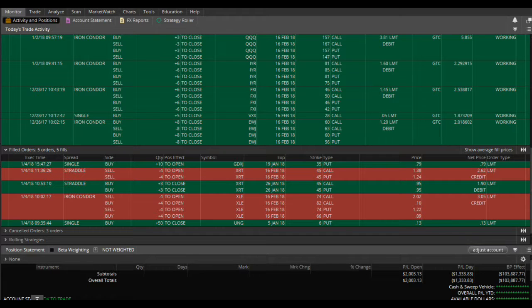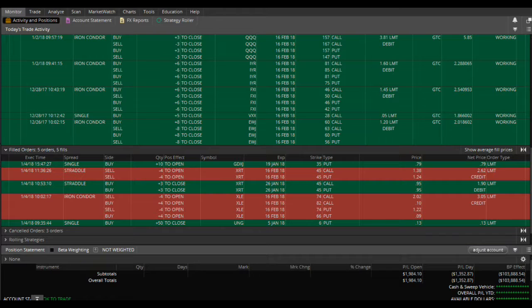And then we opened positions in XRT and XLE. Now, XLE and XRT are traditional things that we do here at Sell That Option, and so we'll talk about those. We'll talk about the implied volatility level of each of those here in just a moment, as well as look at the risk diagram and the charts.